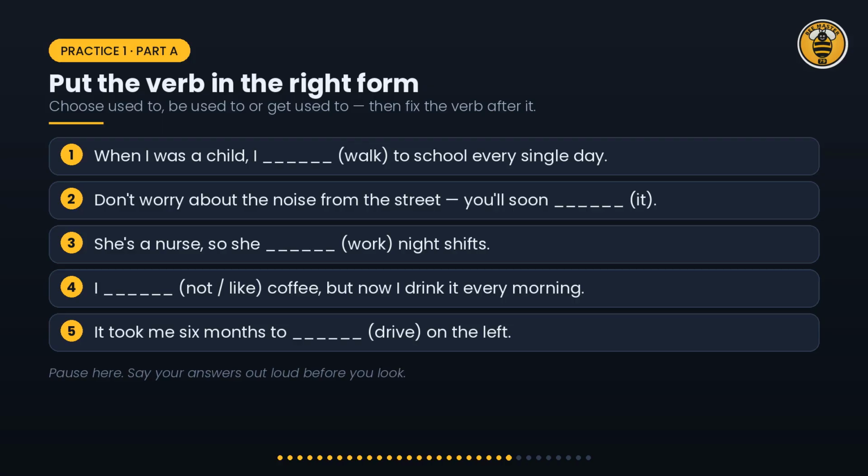1. When I was a child, I walked to school every single day. 2. Don't worry about the noise from the street. You'll soon it. 3. She's a nurse, so she work night shifts. 4. I not like coffee, but now I drink it every morning. 5. It took me 6 months to drive on the left. Pause now.